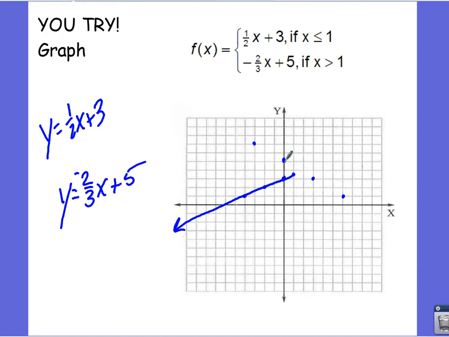So let's go ahead and connect these. So I want points on the left. And remember, that dot at 1, since it doesn't have an or equal to on it, is an open dot. So that's what your graph should look like.